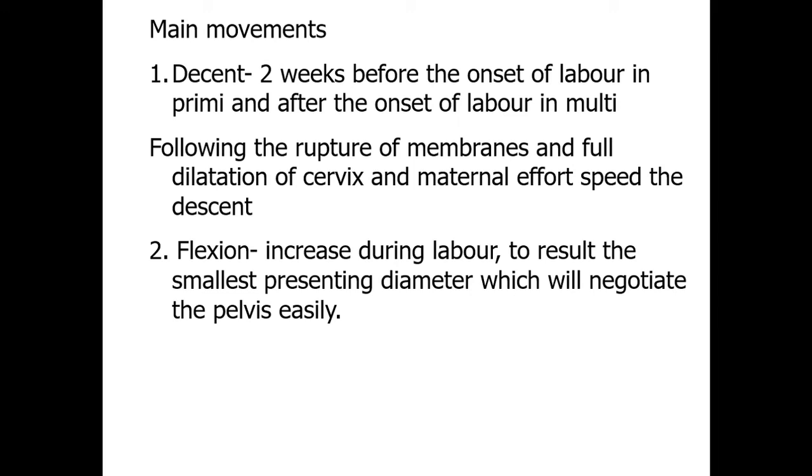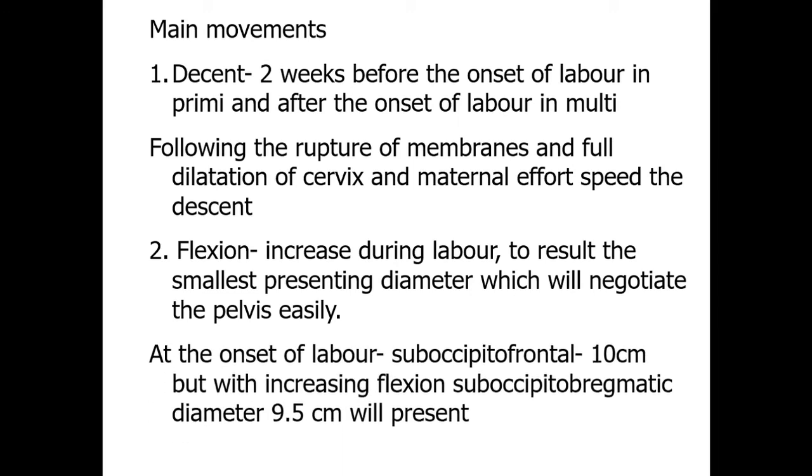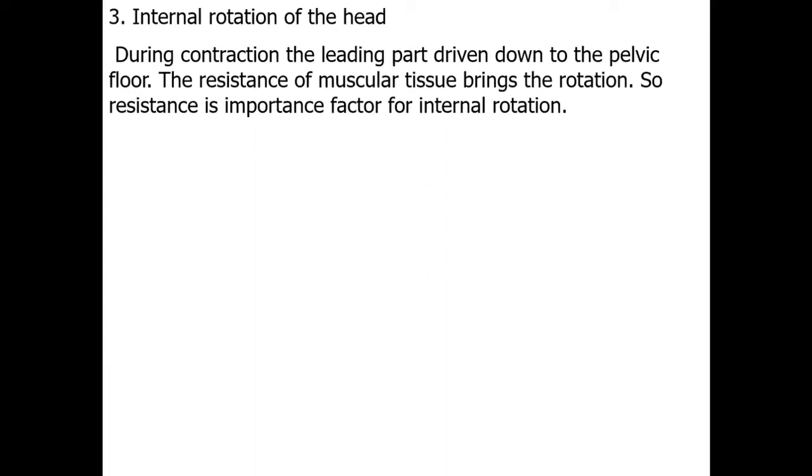And the flexion increases during the labor to result in the smallest presenting diameter, which will negotiate the pelvis easily. At the onset of labor, the suboccipitofrontal diameter is 10 cm, but with increasing flexion, the suboccipitobregmatic diameter of 9.5 will be the presenting diameter. And third is internal rotation of the head.